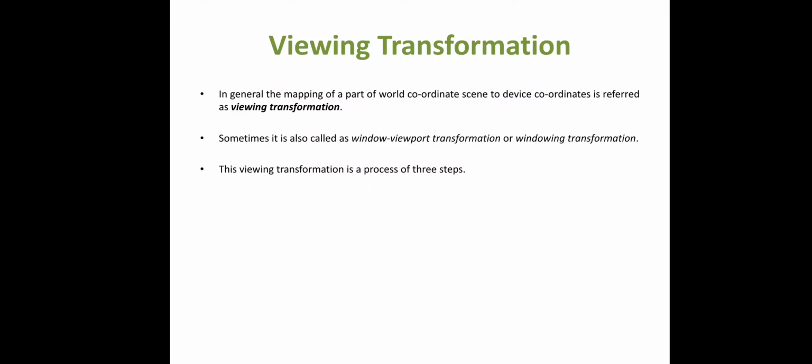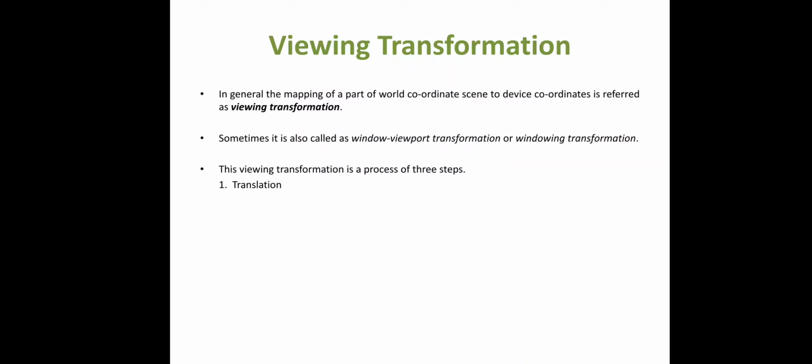Now what actual transformation are we going to apply on that particular object? In general we are mapping a part of the world coordinate scene to the device coordinates. We convert the actual coordinates into screen coordinates, and that is called a viewing transformation. Whenever we convert world coordinates to device coordinates, it is called a viewing transformation. Sometimes it is also called a window-viewport transformation or a windowing transformation.